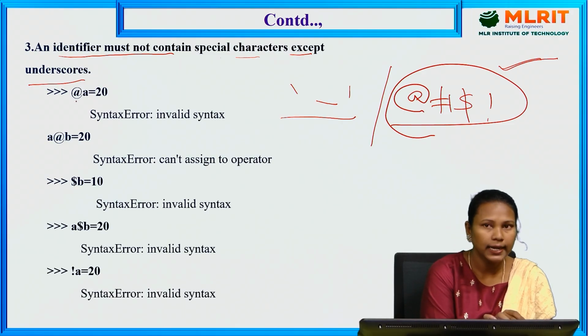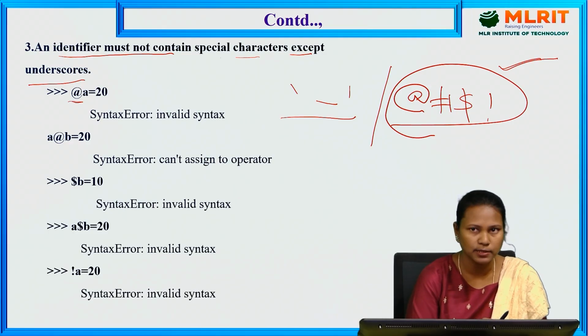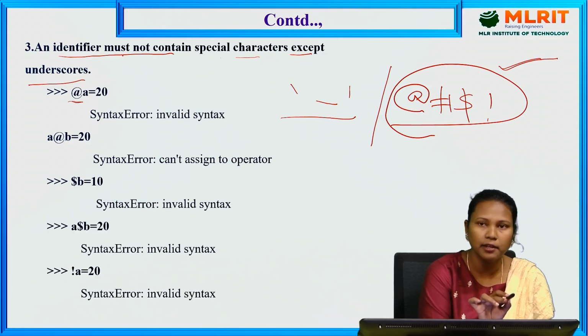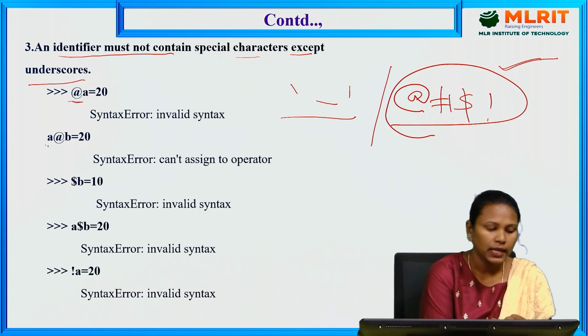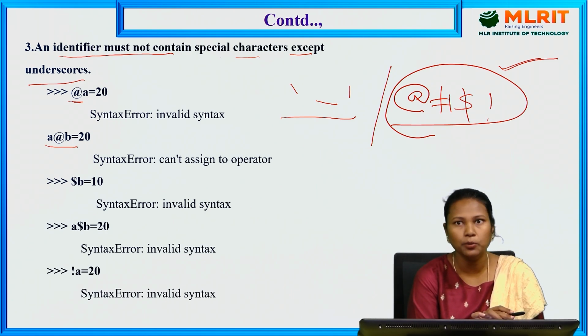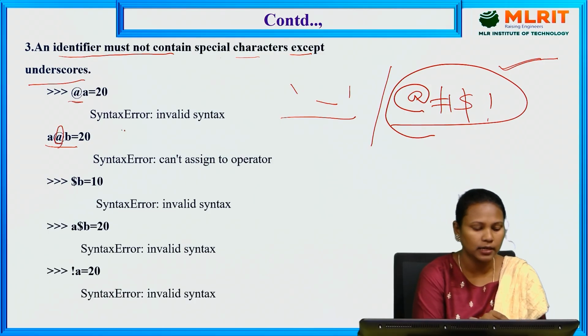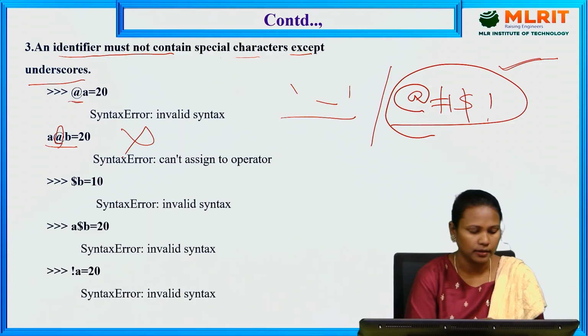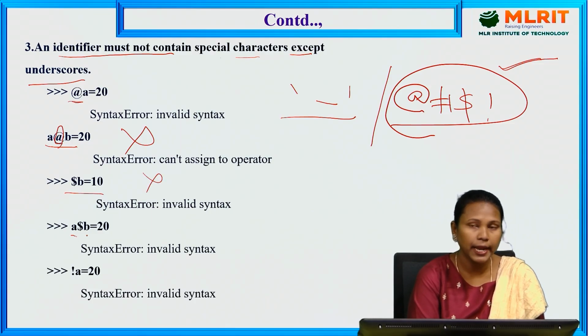Here the first one is at the rate of A is equal to 20. At the rate is a special character. I already said an identifier must not contain special characters. Next one, A at the rate of B is equal to 20. It also contains a special character, so it also shows an error. $B equal to 10 is also not a valid one.